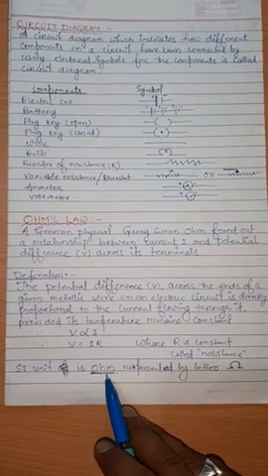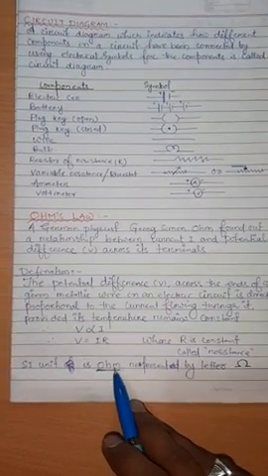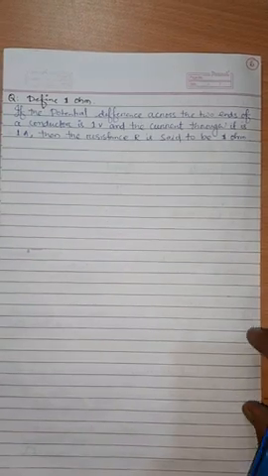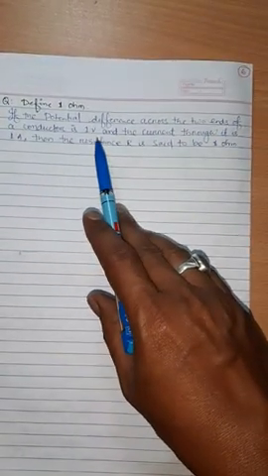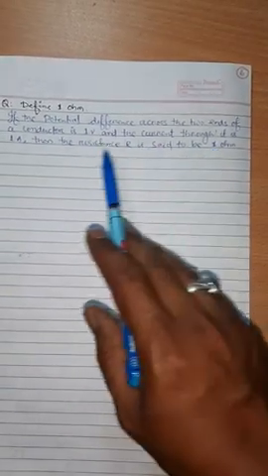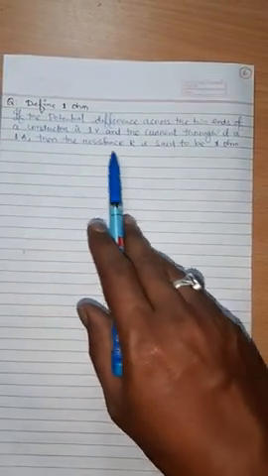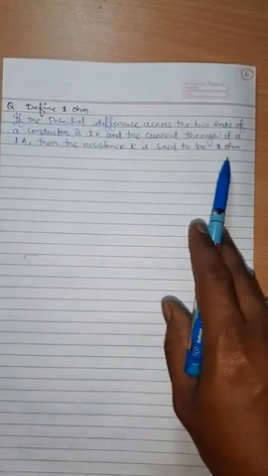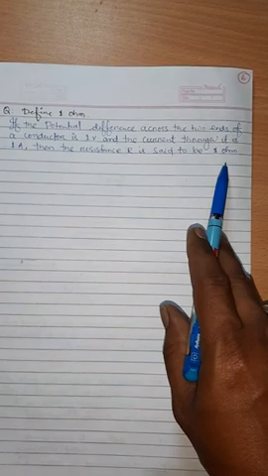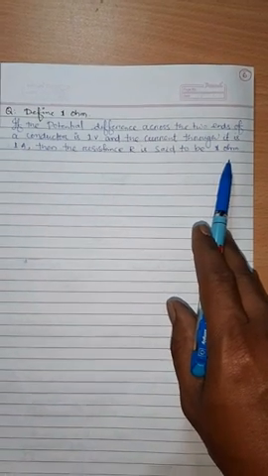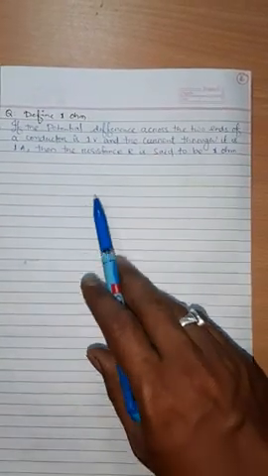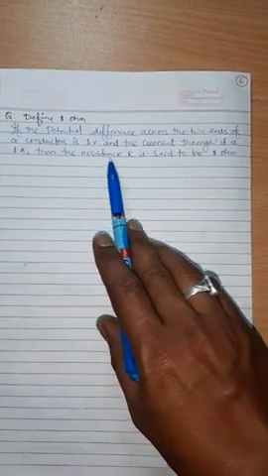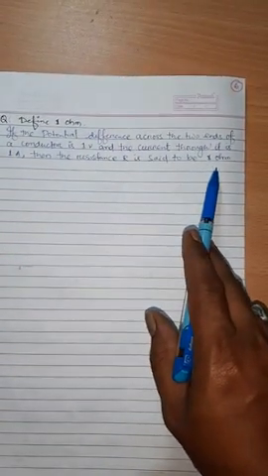Now what is an ohm, that we are going to define. Let's define 1 ohm. If the potential difference across the two ends of a conductor is 1 volt and the current flowing through it is 1 ampere, then the resistance is said to be 1 ohm. So if the current flowing through a metallic wire or conductor is 1 ampere and the potential difference across the two ends is 1 volt, then the resistance will be 1 ohm. That is the main concept.